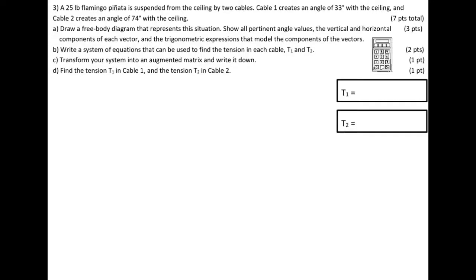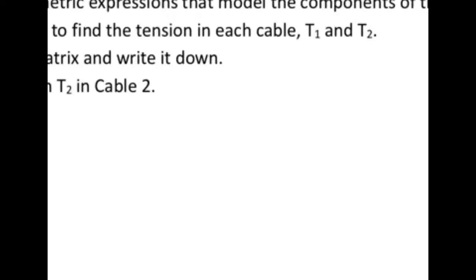Alright, problem number 3, first calculator problem. This is the hanging hippo problem, except this time it's a flamingo piñata. So, a 25-pound flamingo piñata is suspended from the ceiling by two cables. Cable 1 creates an angle of 73 degrees with the ceiling, and cable 2 creates an angle of 74 degrees with the ceiling. So, if you can picture this situation, there's our ceiling.